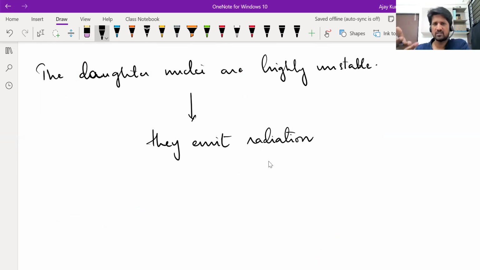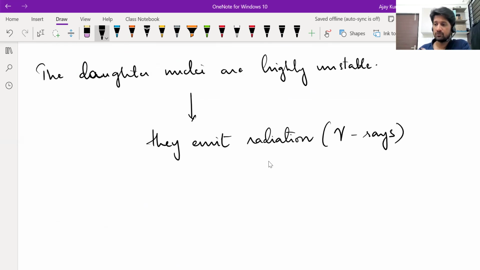Okay. Usually a hydrogen atom also does that only, no? When an electron is in a higher orbit, it jumps to a lower orbit by releasing a photon. Fine. Lyman series, Balmer series, we had discussed that. Same thing happens with nuclei also. Unstable nuclei can attain stability by emitting radiation. This radiation is usually in the form of gamma rays, which are harmful to us.